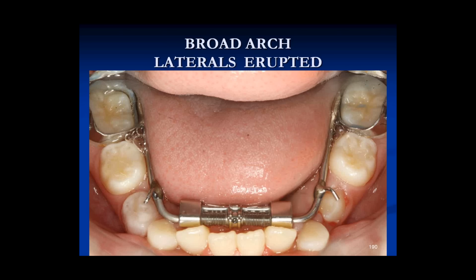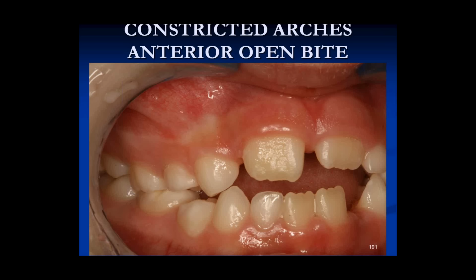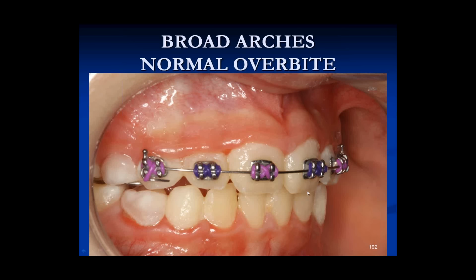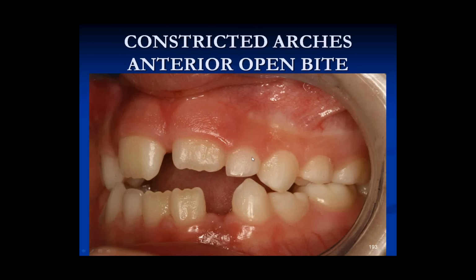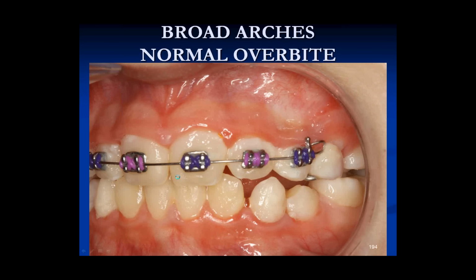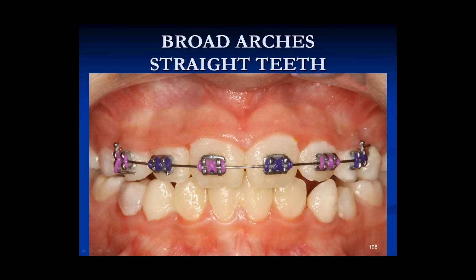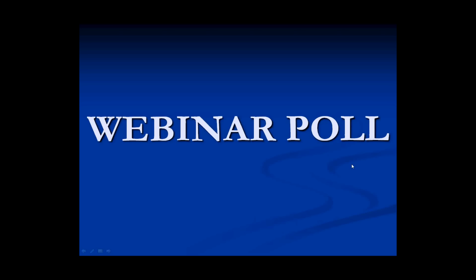And there's the lower arch, expanding the lower arch. We didn't have to put the brace on the lower because they were pretty straight, but braces on the upper, beautiful. So again, that looked like a difficult case, but that's not a difficult case if you treat it correctly. So again, constricted arch, stop the habit, expand the arch, put your brackets on 6 teeth, and you're done. The teeth were straight in 2 or 3 months.